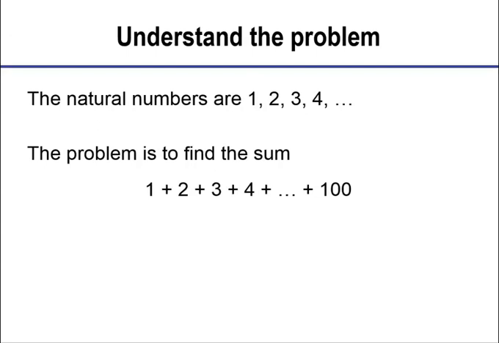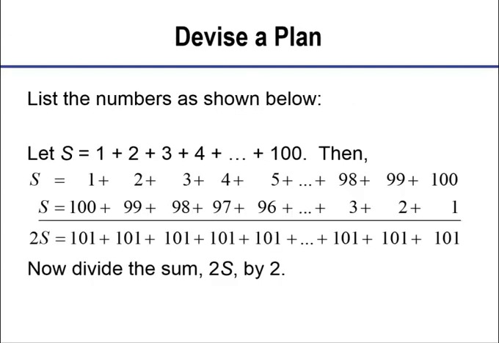Gauss did not have a calculator in front of him. As a matter of fact, Carl Gauss was born in Germany in 1777, so no calculators available. We need to find a way to handle this without doing 1 plus 2 plus 3 plus 4 plus 5. Now check out this solution. This is likely an approach that Gauss took to solve the problem.